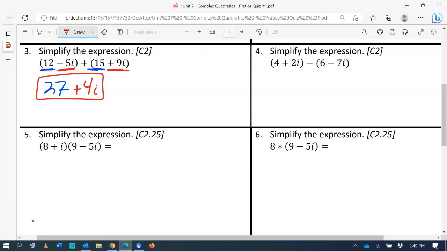This one we have a negative sign, so we need to distribute that negative to the 6 and the negative 7i. So we get negative 6. Negative and negative turns to a positive 7i. Now add like terms. We have 4 minus 6, which is negative 2. And then 2i plus 7i is 9i.